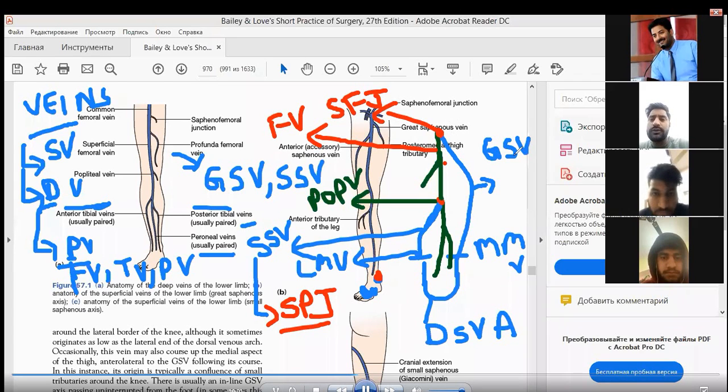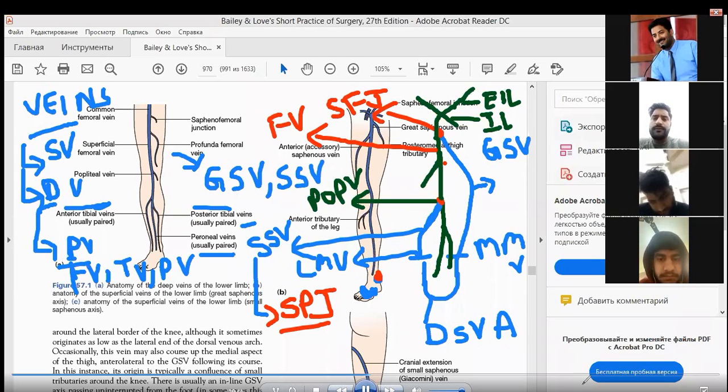Now your great saphenous vein is draining the blood into your femoral vein. Now this femoral vein is going upward, passing through the inguinal ligament. This green which I show here is your inguinal ligament. Now it is going to form the external iliac vein, which joins together with the internal iliac vein, forming the common iliac vein. Common iliac veins on both sides form your inferior vena cava. So this is your whole venous system of the lower limb.